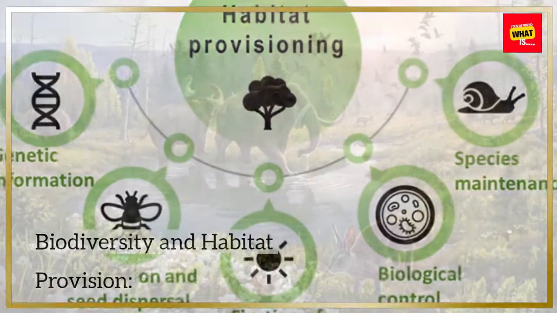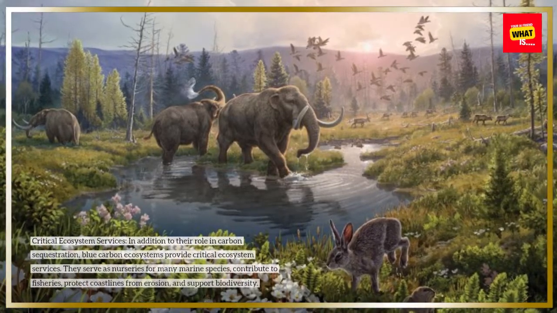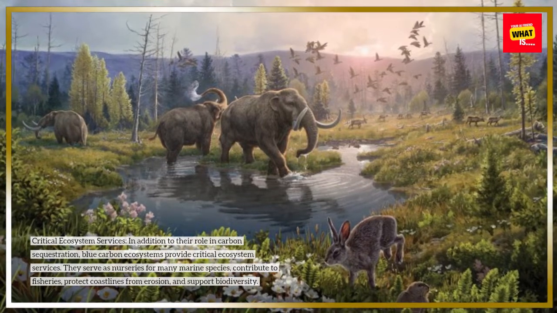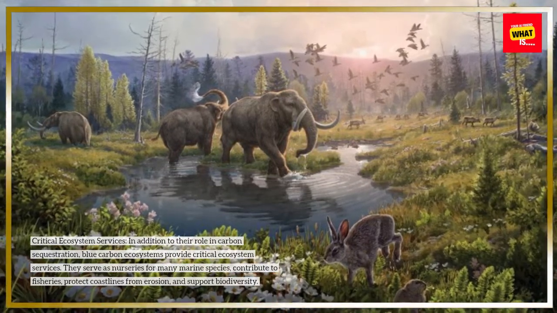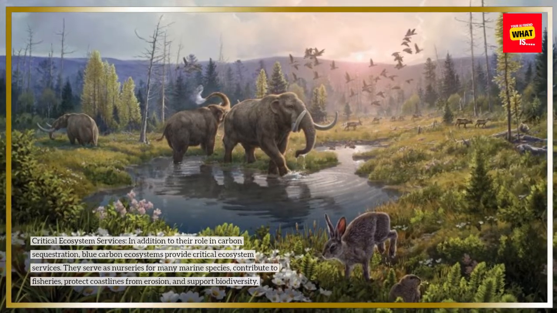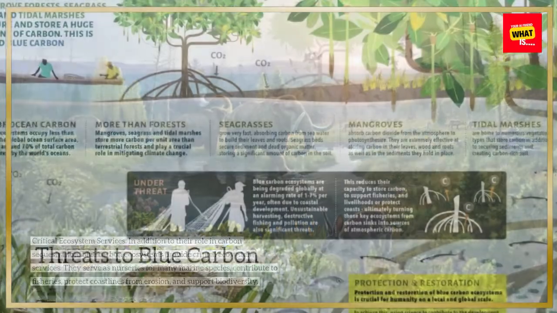Biodiversity and habitat provision. Critical ecosystem services. In addition to their role in carbon sequestration, blue carbon ecosystems provide critical ecosystem services. They serve as nurseries for many marine species, contribute to fisheries, protect coastlines from erosion, and support biodiversity.